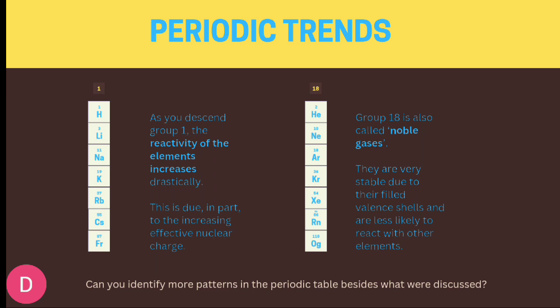Group 18 is also called noble gases. They are very stable due to their filled valence shell and are less likely to react with other elements. Can you identify more patterns in the periodic table besides what were discussed?